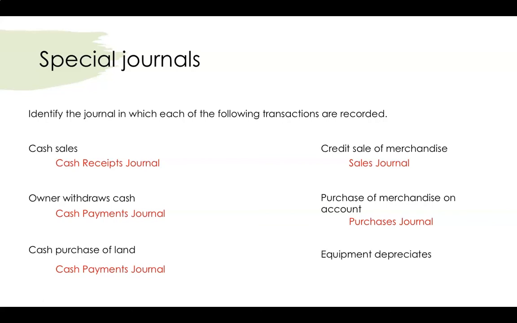Then our last one here, equipment depreciates. Whenever we have depreciation or any other adjusting entries or closing entries or correcting entries, those are all going to go into your general journal because they just don't fit in any of the special journals.